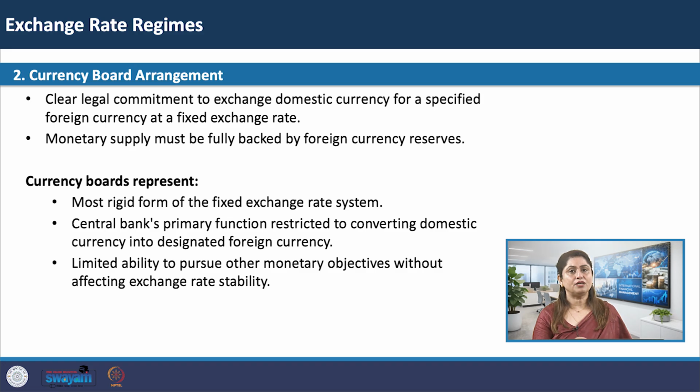Let us say country X operates a currency board with the USD. The exchange rate is fixed at 1 unit of local currency equal to 0.05 USD. If the central bank wants to increase the money supply, it must have foreign currency reserves to back the increase. If it does not have those reserves, it simply cannot increase the money supply. The central bank becomes almost like a currency exchange booth. It exchanges foreign currency for local currency and vice versa, always at a fixed rate.